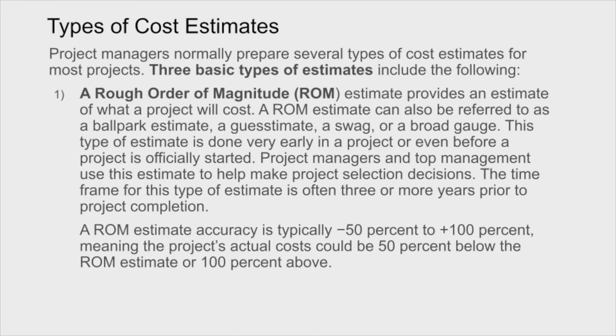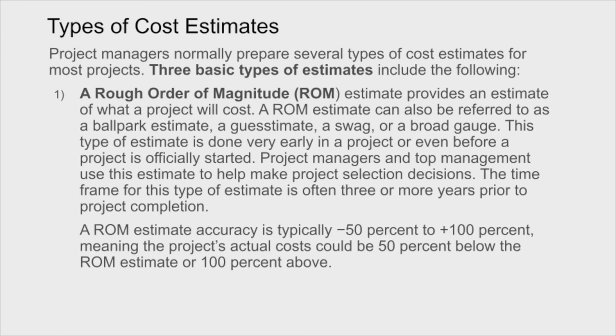There are several types of cost estimates, and each one of them is more refined. The first one, the broadest one, is rough order of magnitude, and it is really a rough measurement. It is really a ballpark estimate, a guesstimate, and this type of estimate is done very early in the project, to give an idea the project is going to cost $100,000, for example. And project managers and top management use the estimate to help make the project selection decisions.